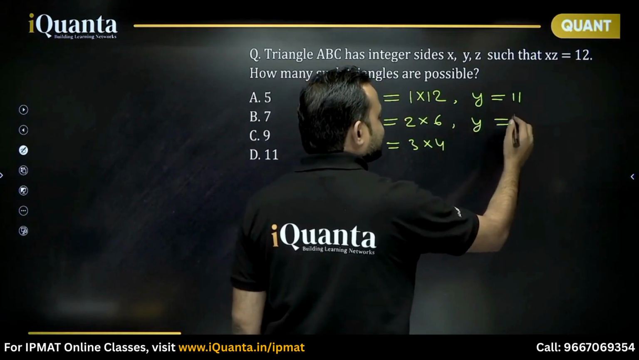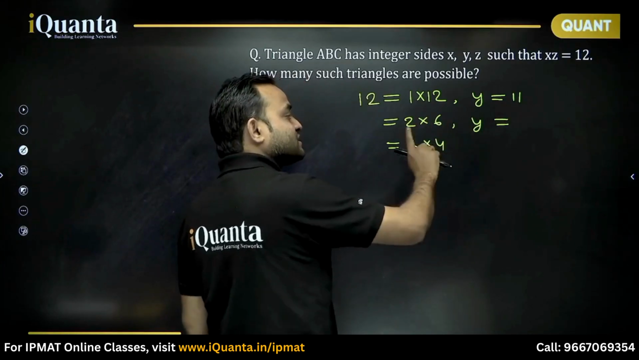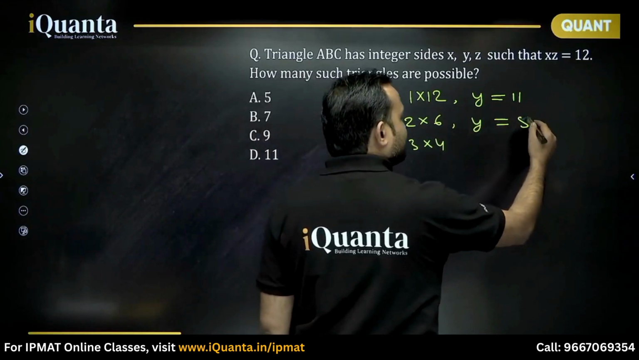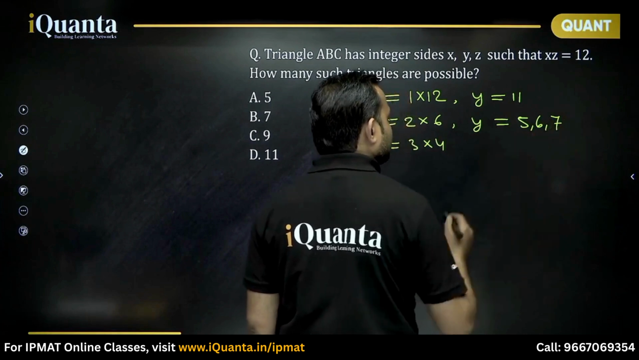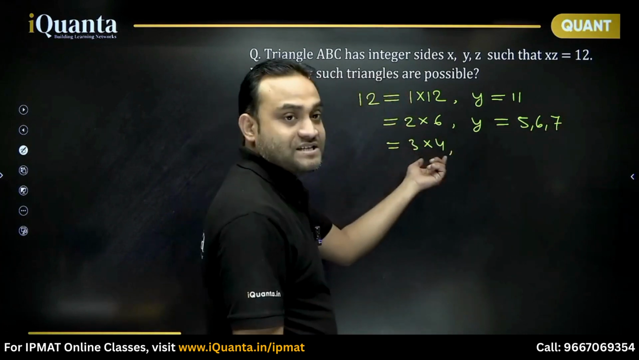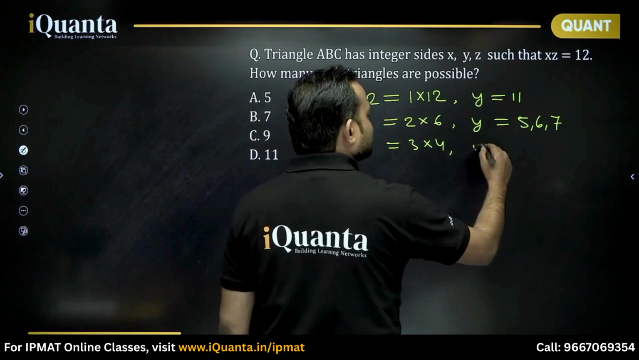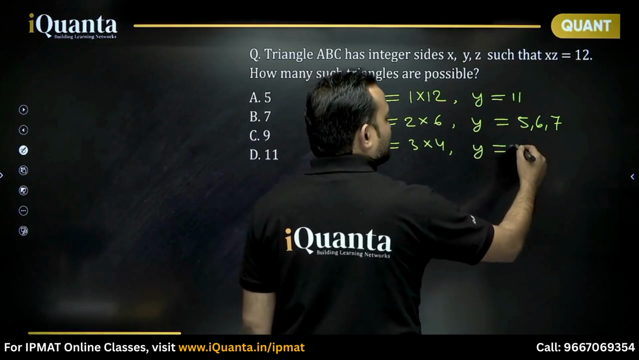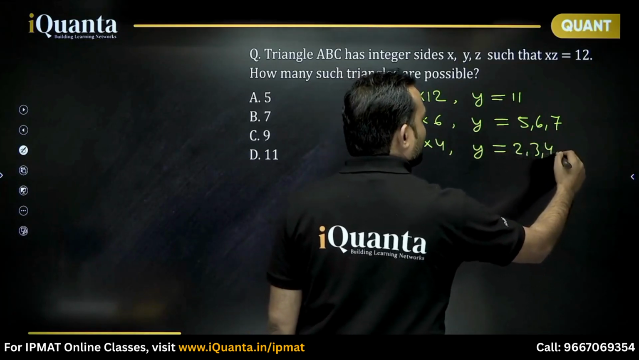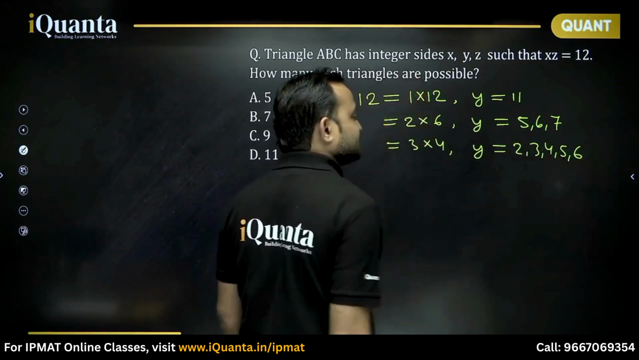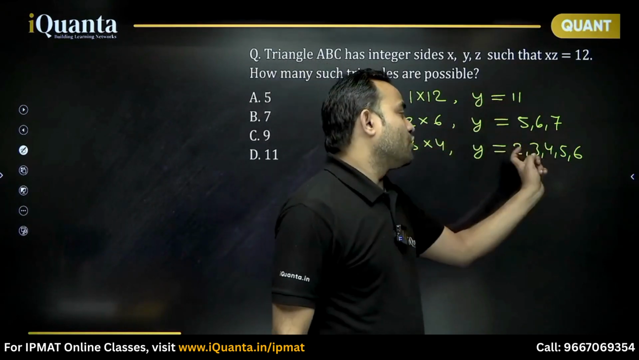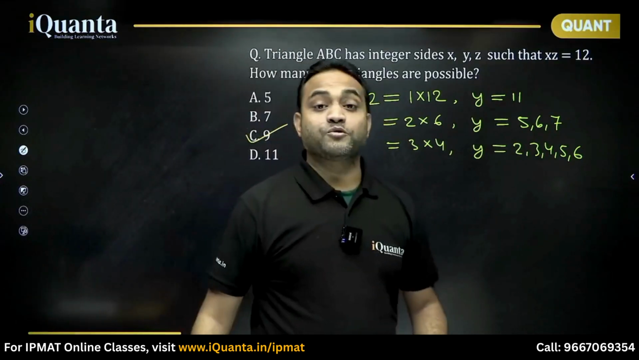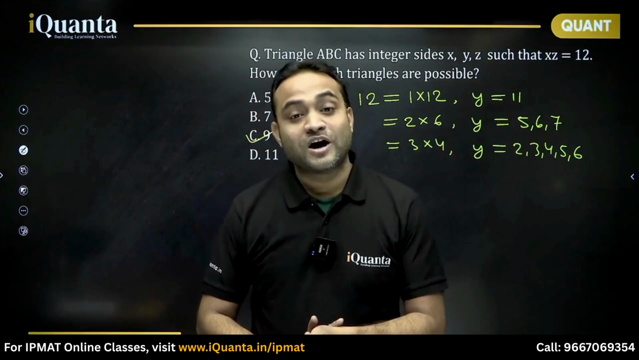In the second case, 6 minus 2 is 4, 6 plus 2 is 8. So between 4 and 8, it can be 5, 6 and 7. In the third case, the difference is 1, the sum is 7. In that case, the value y can take will be 2, 3, 4, 5 and 6. So 1, 3, 5. A total of 9 such triangles are possible where the product of two sides is 12 and all the sides are of integral length.